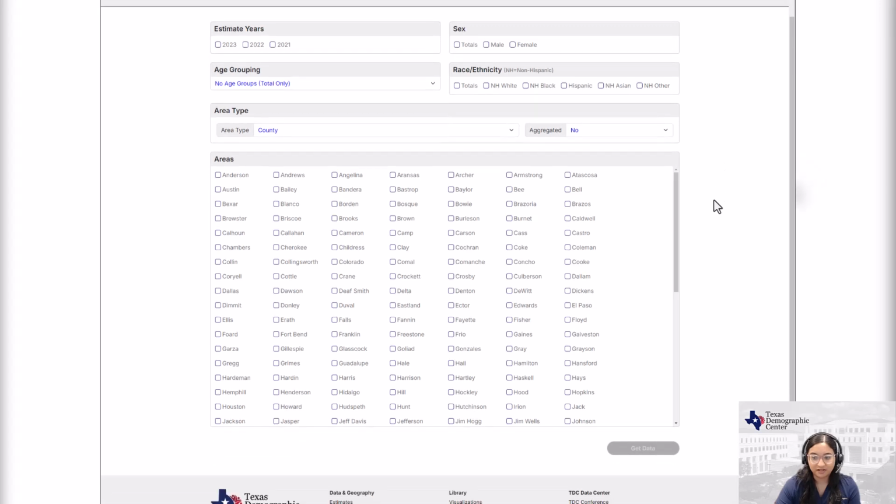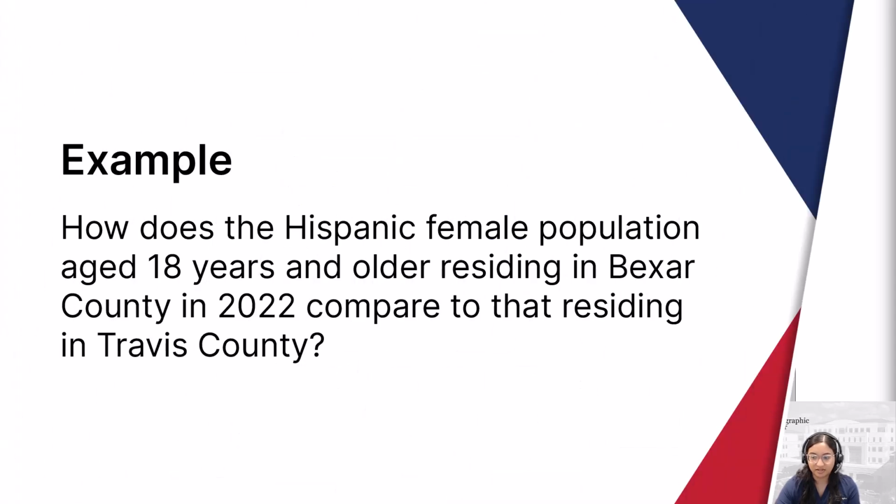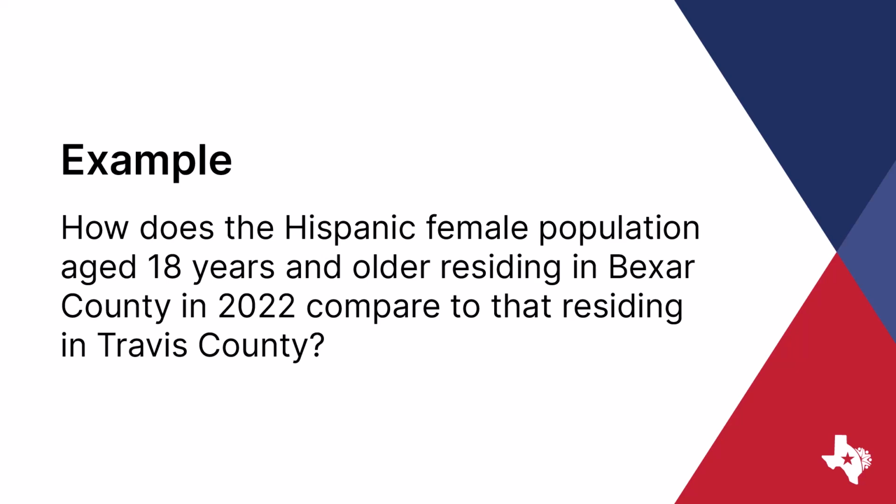And once you have made all of your selections, you would simply need to select the Get Data button to view your data of interest. Now let us work through a simple example to help us get a little bit more familiar with how to use our tool.